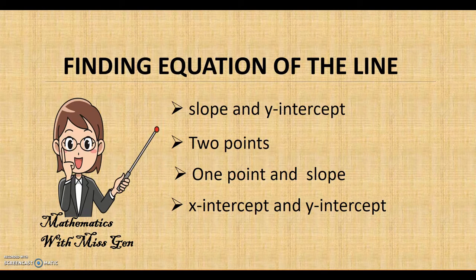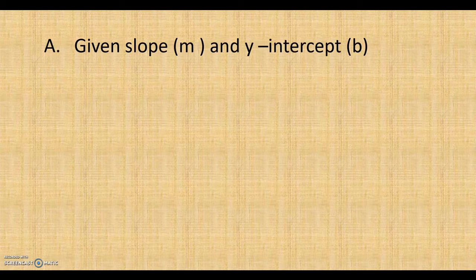So let's try to find the equation of the line using the following given. First, given slope and y-intercept. Second, given the 2 points. The third one is given 1 point and the slope. And the fourth one is given the x-intercept and the y-intercept. Let's try to answer each of the following example.